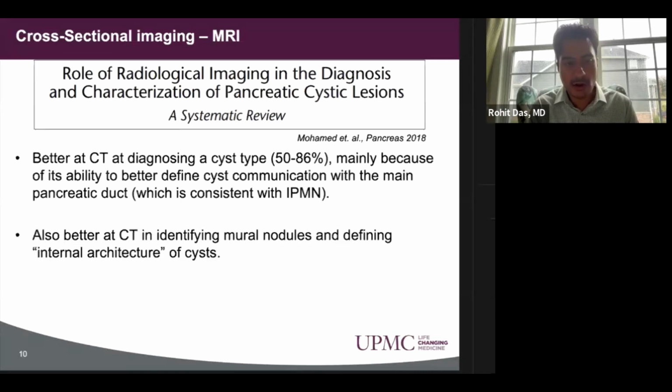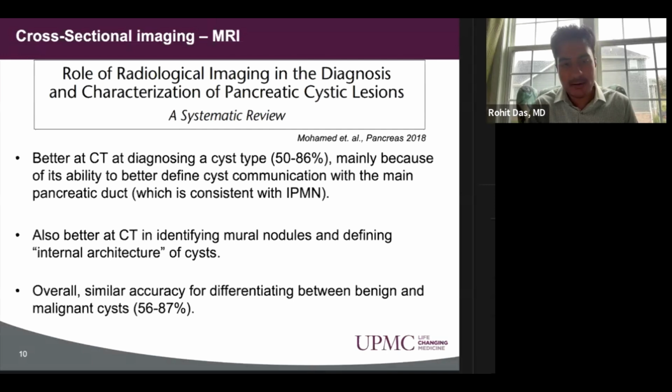And MRI is also better at identifying some of those high-risk imaging features, including mural nodules, and also better defining the internal architecture of cysts. But ultimately, the accuracy for differentiating between benign and malignant cysts, at least in this study, was pretty similar when MRI and CT were compared with each other. So as a summary for MRI, it is better in diagnosing cyst type as compared to CT scan, and that's important. But in regards to differentiating between low and high risk disease, they're pretty similar.